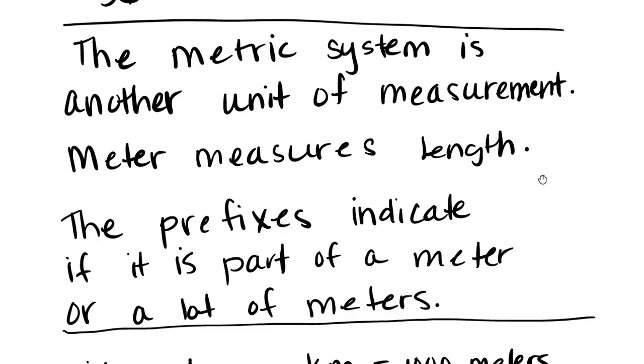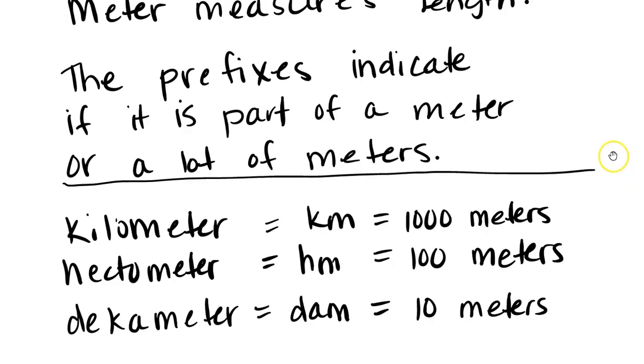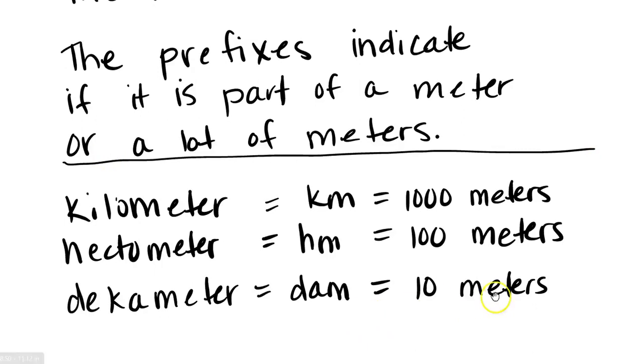The metric system is another unit of measurement. Meter measures length. Their prefixes indicate if something is part of a meter or a lot of meters. These three are if you have more than 1 meter. A kilometer, km, is 1,000 meters. Hectometer, hm, is 100 meters. Decameter, dam, is 10 meters.